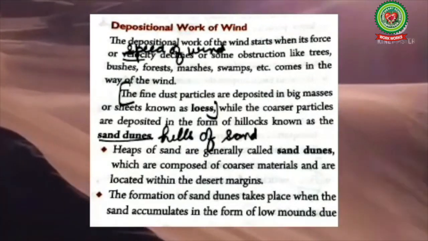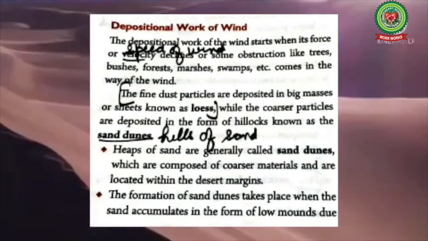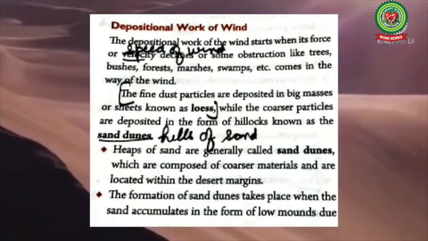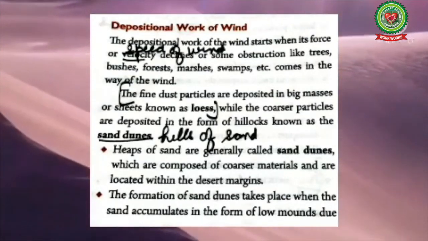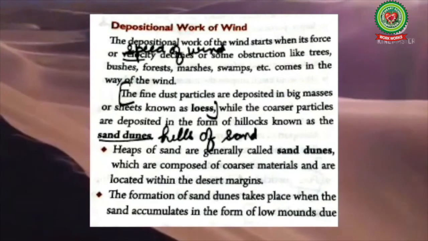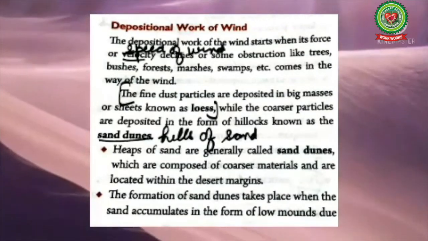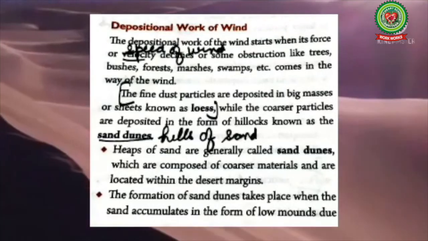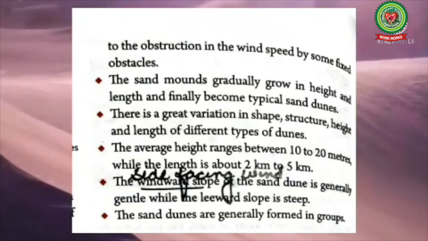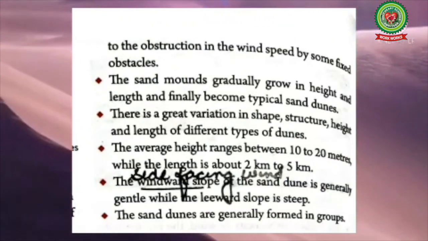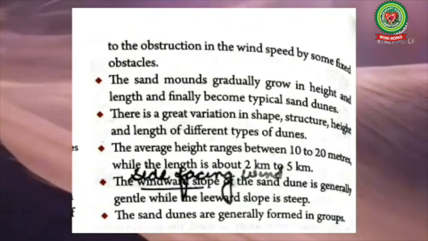Heaps of sand are generally called sand dunes, which are composed of coarser material and are located within the desert margins. The formation of sand dunes takes place when sand accumulates, means collects, in the form of low mounds due to the obstruction in the wind speed by some fixed obstacles. The sand mounds gradually grow in height and length and finally become typical sand dunes, and this we have already discussed.